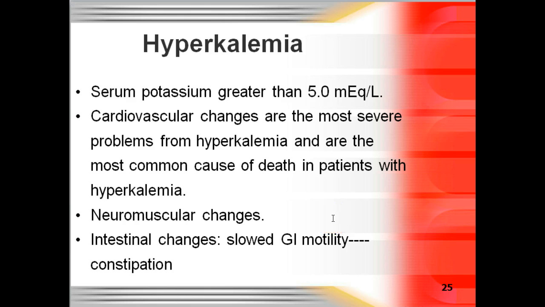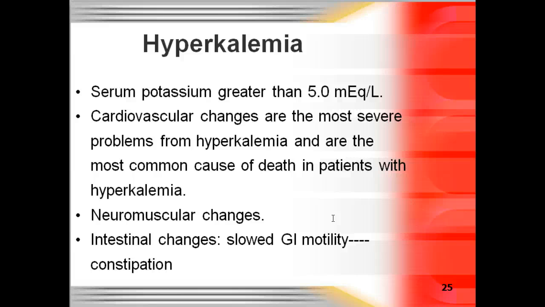Cardiovascular changes are the most severe problems from hyperkalemia and are the most common cause of death in patients with hyperkalemia. So what they're saying is that when a person has a potassium level greater than 5, you really need to look at the cardiovascular problems, because they may have bradycardia, hypotension. They'll have all kinds of EKG changes, like ectopic beats and all types of arrhythmias, to put it short. That would probably be one of the main concerns.